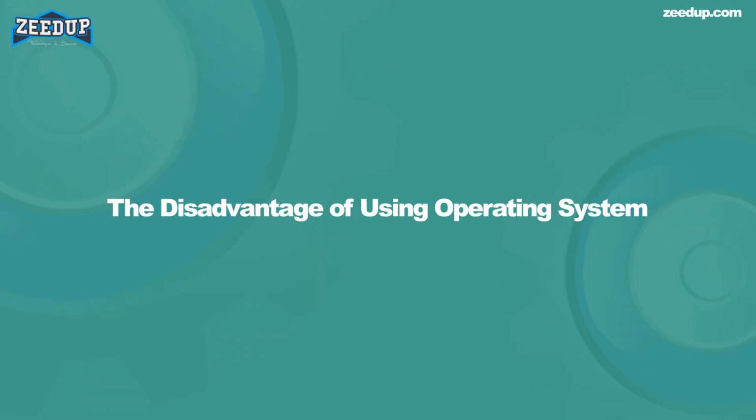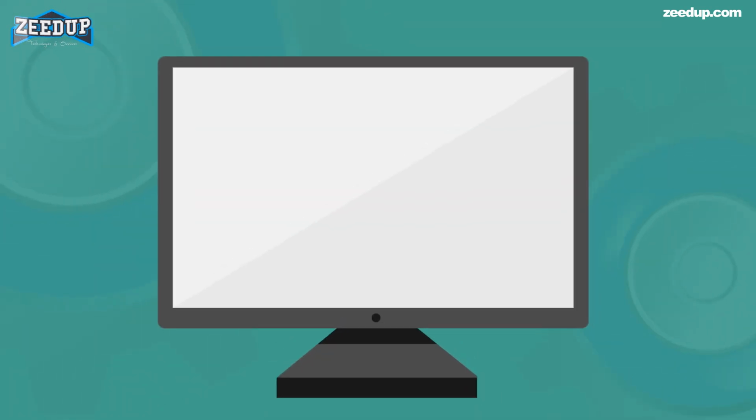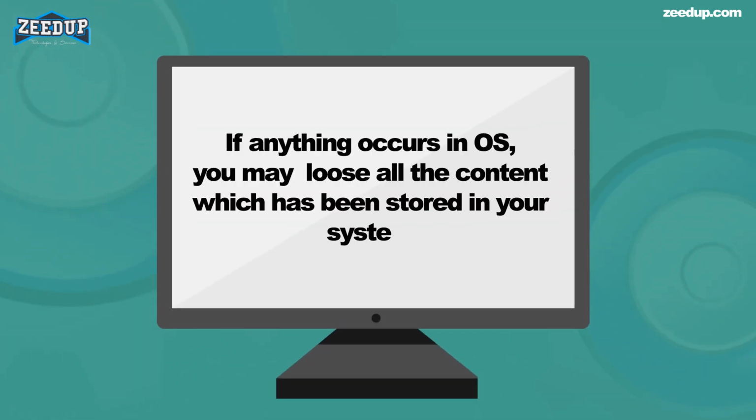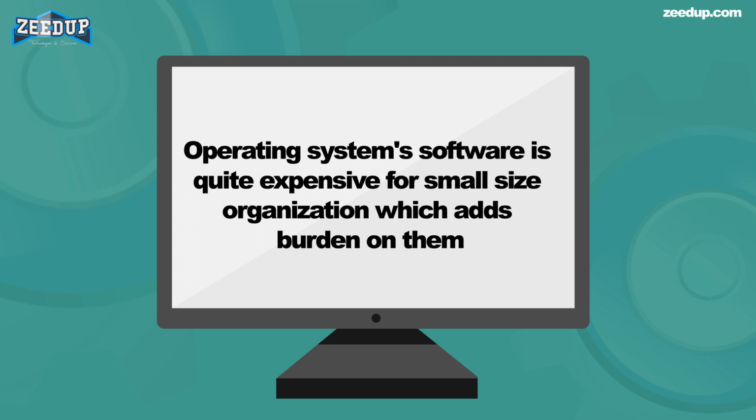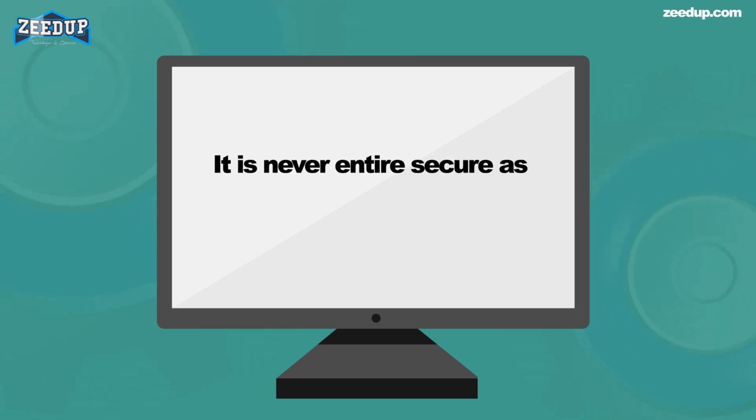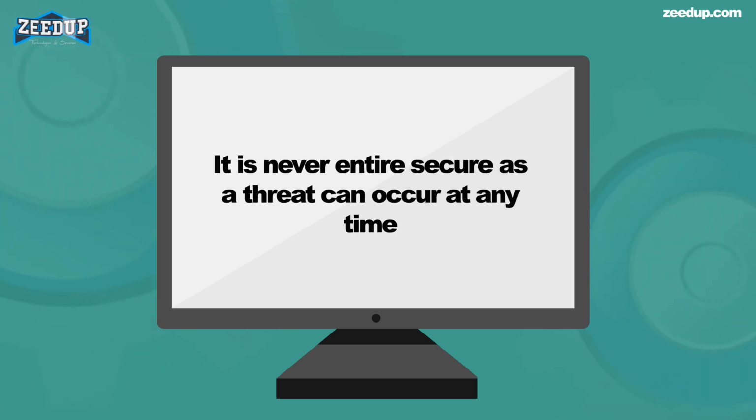Disadvantages of using an operating system. If any issue occurs in the OS, you may lose all the contents which have been stored in your system. Operating system software is quite expensive for small-size organizations, which adds a burden on them. Example: Windows. It is never entirely secure as a threat can occur at any time.